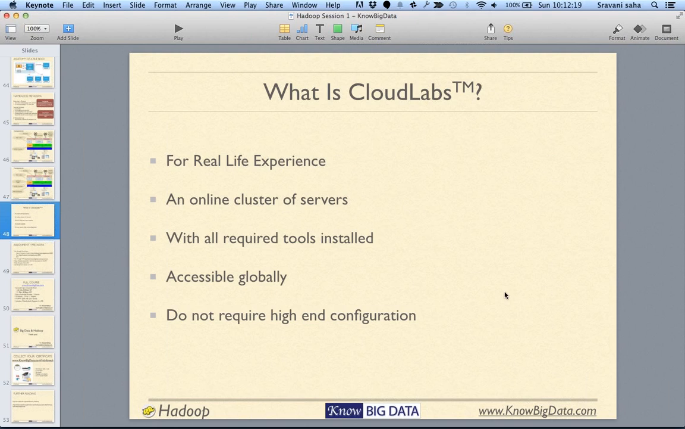All right. So I've already discussed. Any doubts about our Cloud Labs? We will give you access to Cloud Labs for 50 days. And in case you want further access, we will provide that also. But you have to inform us at least 1 week before you want access to Cloud Labs.